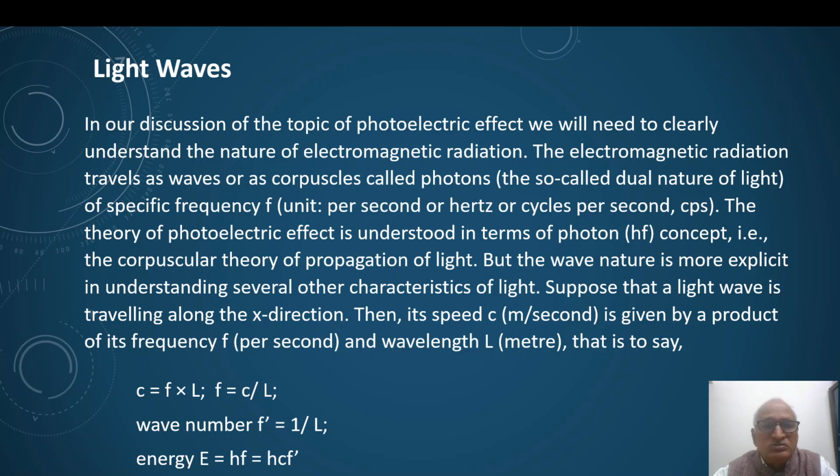Suppose that a light wave is traveling along the x direction, then its speed c in meter per second is given by the product of its frequency f per second and wavelength l in meter. That is to say, the frequency f and wavelength l are related by the following equations: c equal to f times l, f equal to c over l, wave number f prime equal to 1 over l, energy E equal to hf equal to hc f prime.